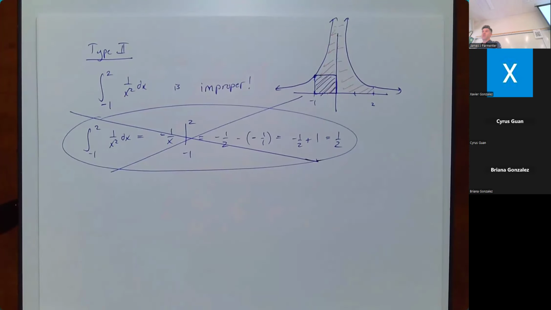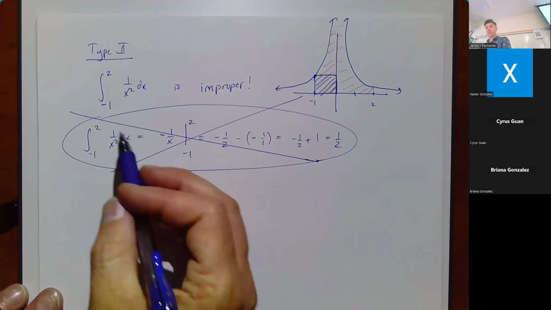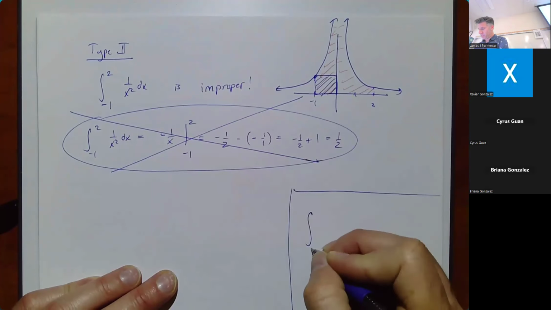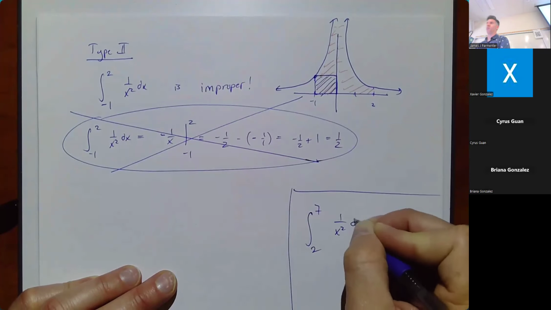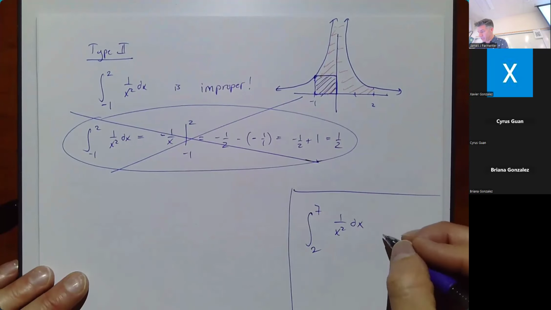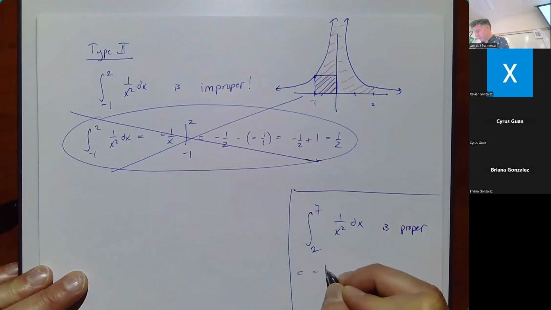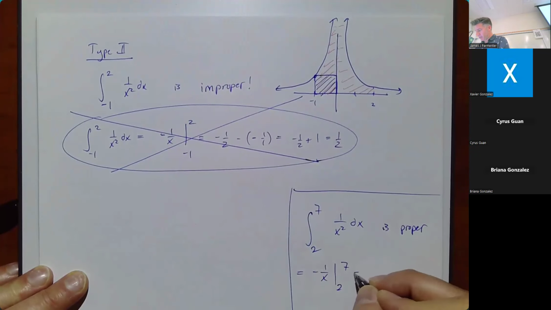And the reason it's wrong is because we didn't observe the fact that 1 over x squared is undefined when x is equal to 0. And 0 is in that interval of integration. I should point out, this integral is improper. On the other hand, the integral from 2 to 7 of 1 over x squared is totally normal. This is not improper. This is proper. And you can say it's equal to -1 over x from 2 to 7 and get -1 over 7 minus -1 over 2, which is some terrible fraction.